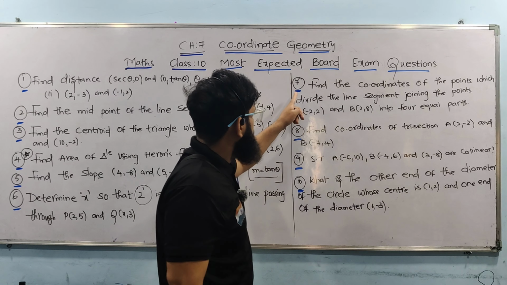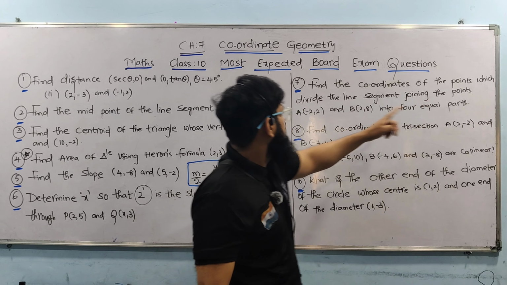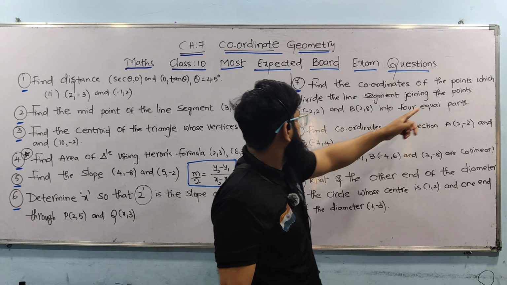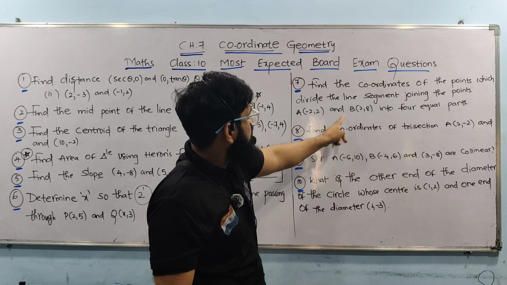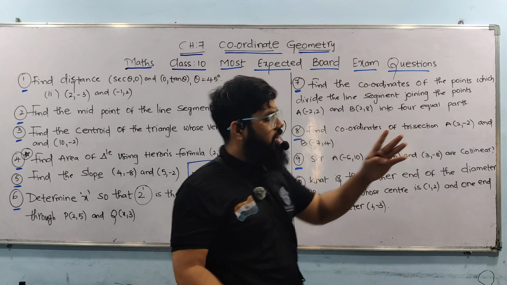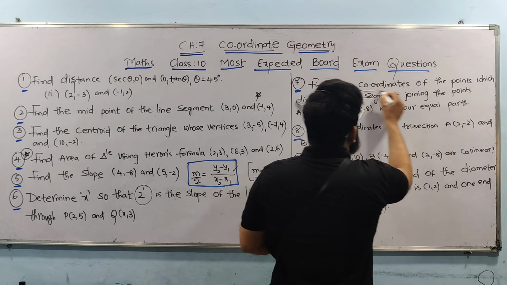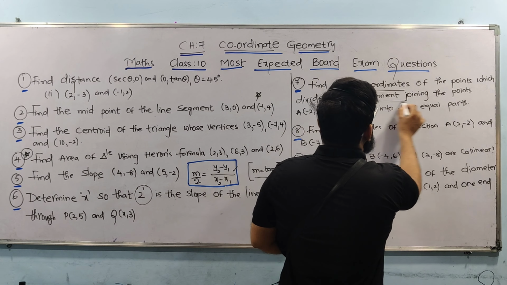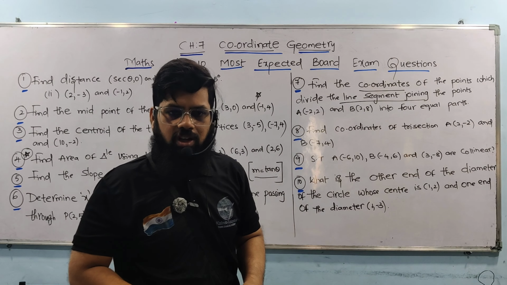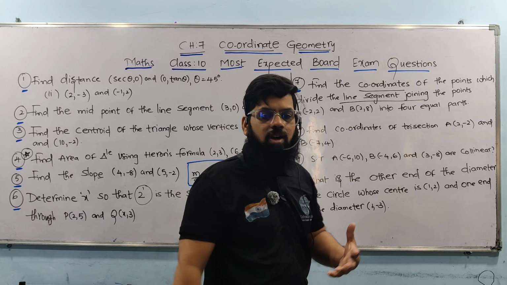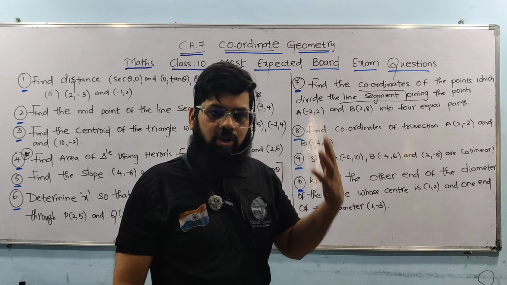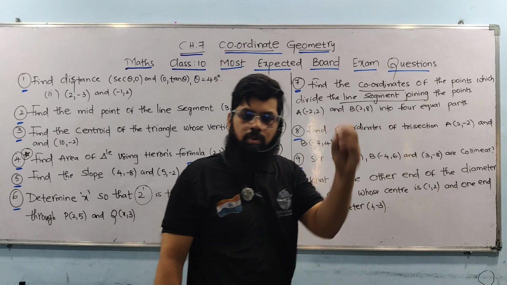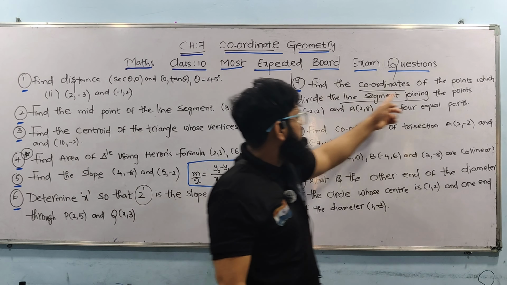Okay, then coming to the 7th one: find the coordinates of the points which divide the line segment joining the points (-2, 2) and (2, 8) into 4 equal parts. Whenever they say find the coordinates and line segment join, many of the students get confused. Immediately they think that we need to find trisection, which is completely wrong. They did not use the word trisection.